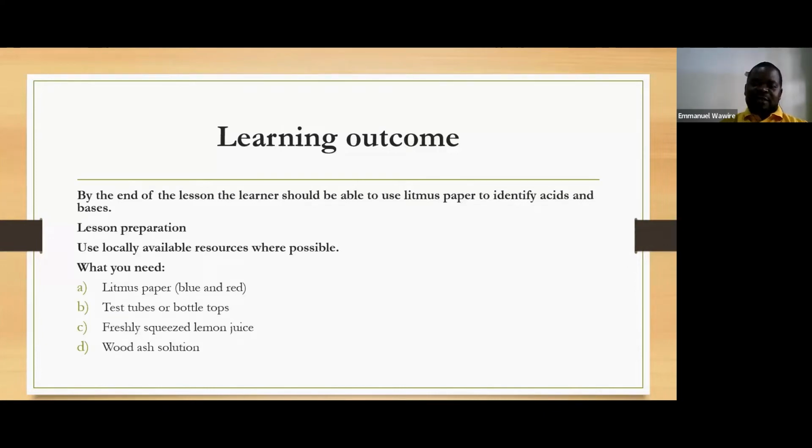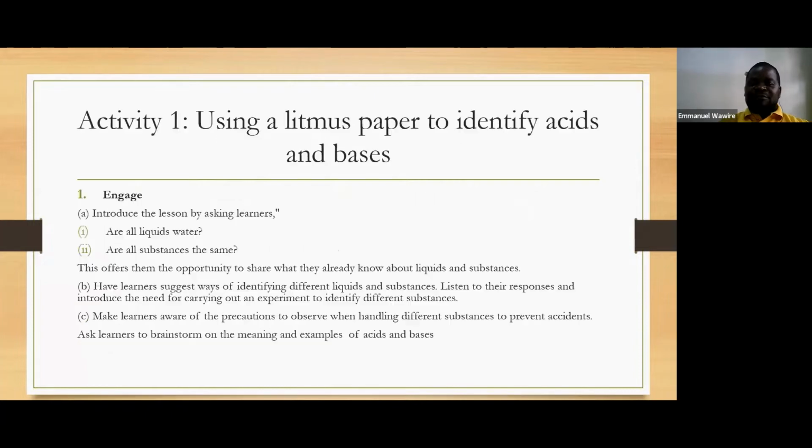And I want to say that once you have these materials, the teacher needs to carry out the experiment beforehand, so that by the time the learners are working, the teacher already has the observations and the conclusions and knows that the materials are going to work. Then, this is the approach for activity 1. We want the learners to use the litmus paper to identify acids and bases.